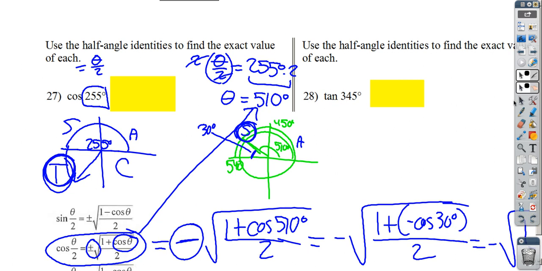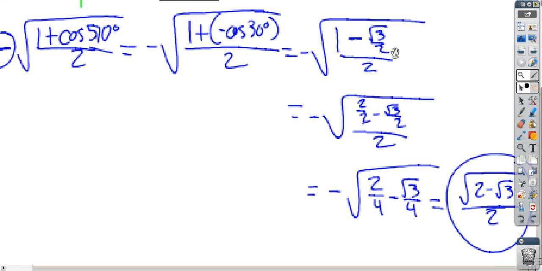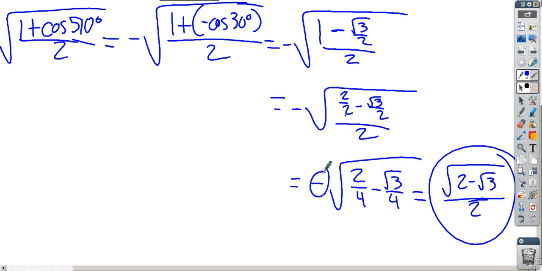Let's double check to be sure. And there it is. I think I may have forgotten to write that. Yeah, the negative was here, but we forgot to write it here. So there's the negative sign.